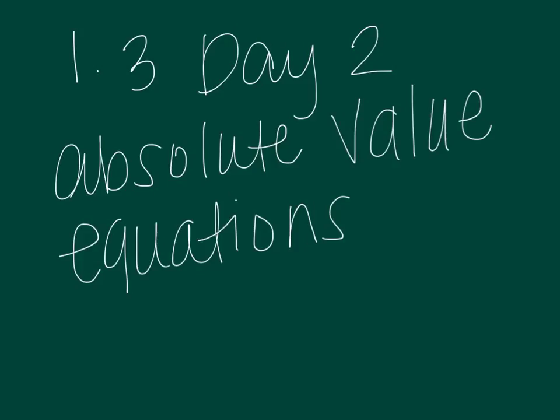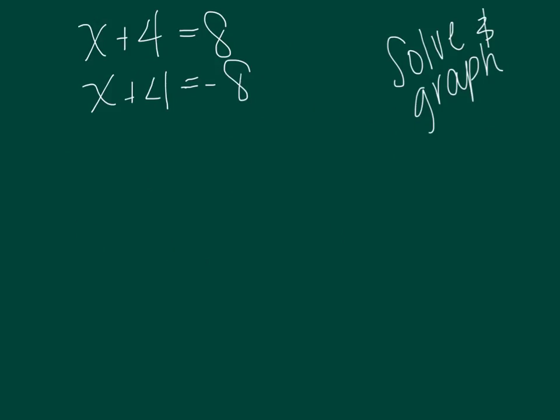Today we're going to do 1.3 day 2 and we're going to talk about absolute value equations. Let's start with the example of x plus 4 equals 8 and x plus 4 equals negative 8. And we are going to solve and graph. So let's start by solving.